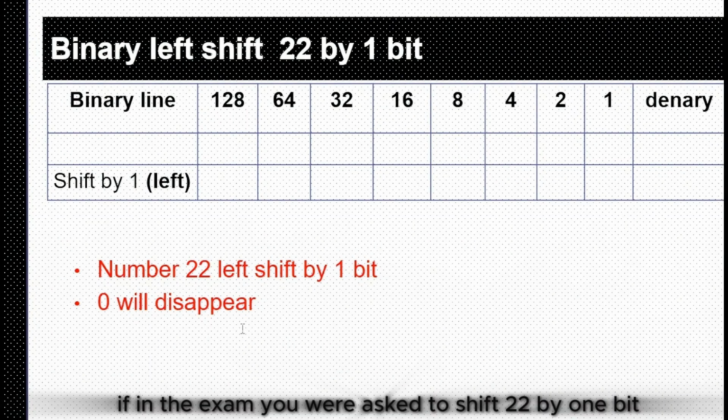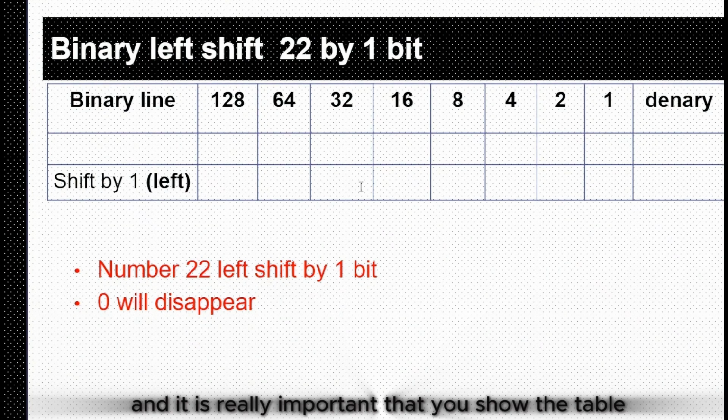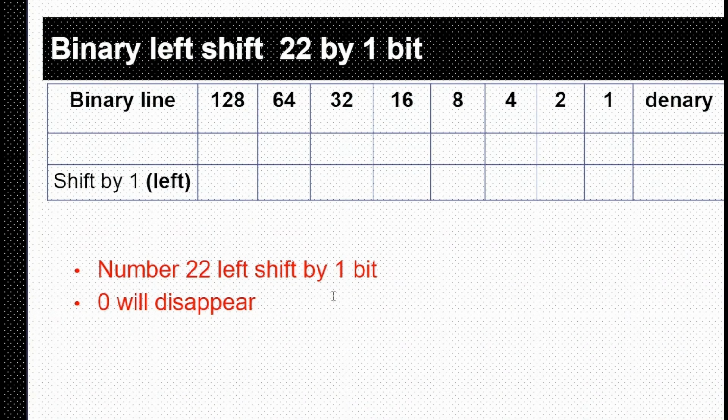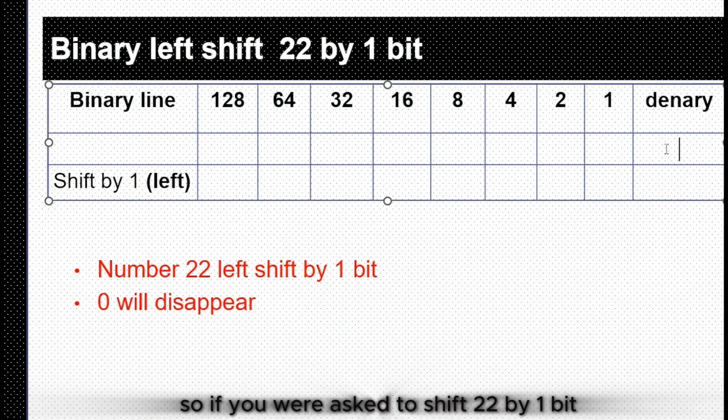If in the exam you were asked to shift 22 by 1 bit, how would you do it? You must show this table. And it is really important that you show the table because I will tell you the significance of this table later on. Okay. So if you were asked to shift 22 by 1 bit, you will first of all write 22 here.